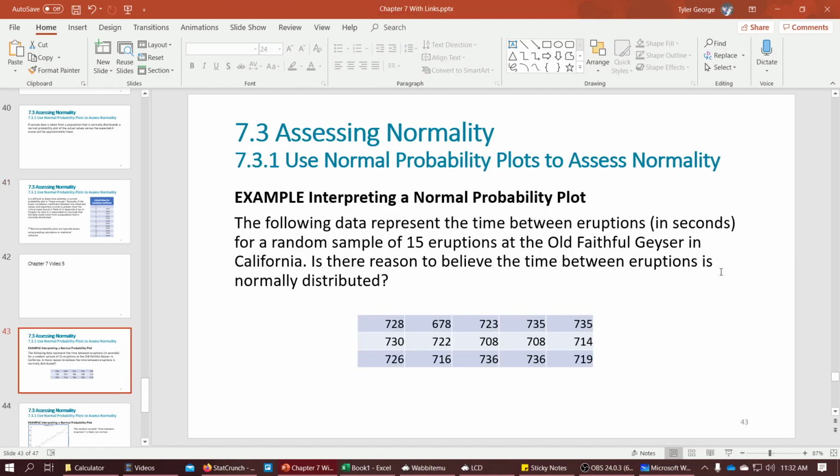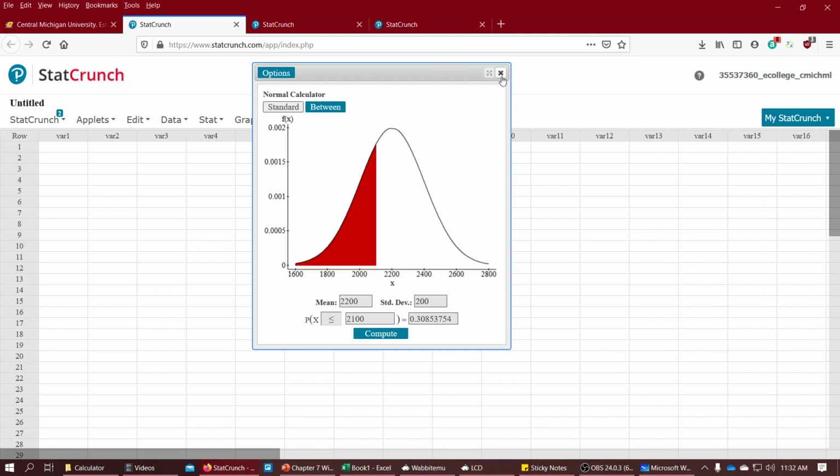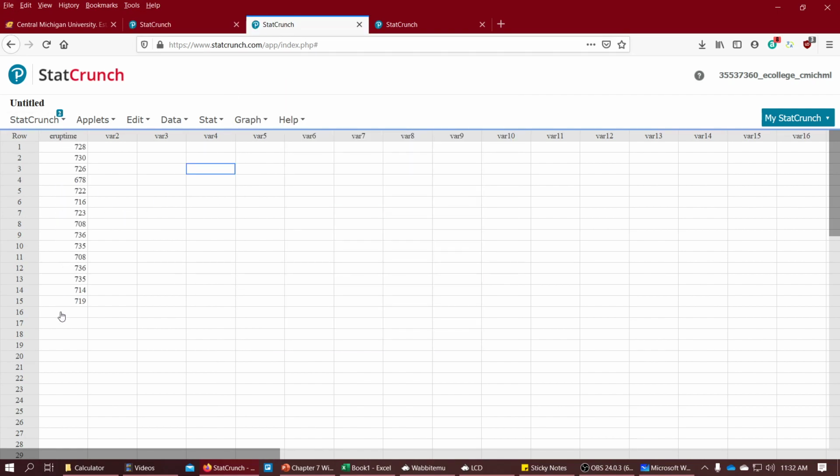Okay, so our first example here is this one. We've actually seen this data many times before. We have eruption times, 15 of them, from the Old Faithful Geyser in California. Is it reasonable to assume the time between eruptions is normally distributed? Okay, so I've already copied this data into StatCrunch. So this is the data here.